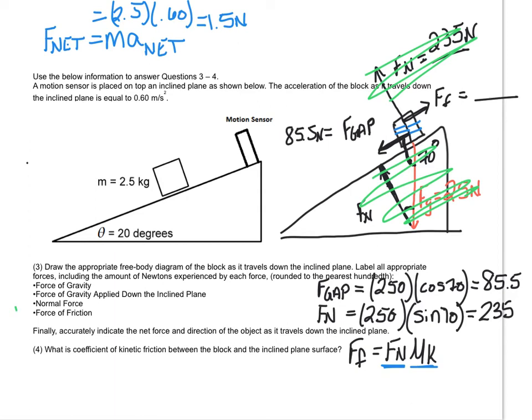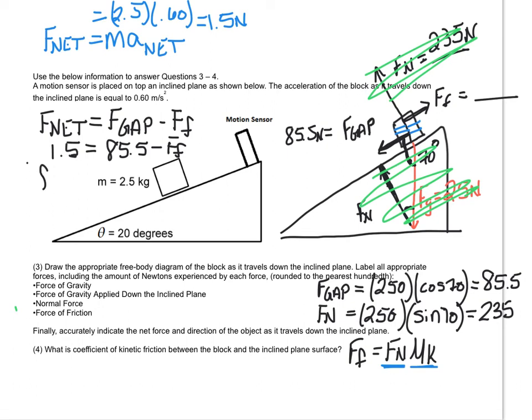Therefore, my net force in this particular problem is equal to my force of gravity applied down the inclined plane, which I know wins because this object will fall down the inclined plane, minus the force of kinetic friction. Once again, this is not an equation which I memorized. It logically applies situation specific to this particular problem. Plugging in, I have my net force. I have my force of gravity applied down the inclined plane. I can now solve for my force of friction in this particular scenario. Force of friction I land on is equal to 84 newtons.